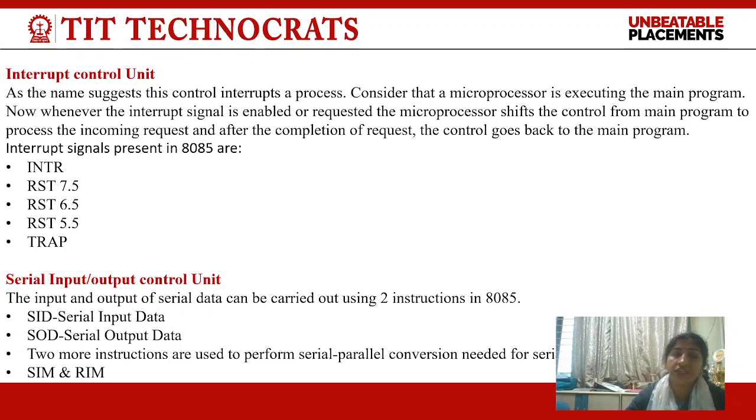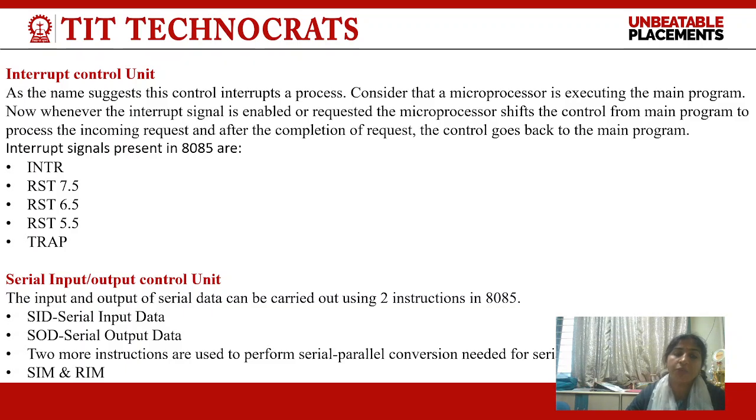Interrupt signals present in 8085 are INTR, the highest priority interrupt signal, that is interrupt request. Then RST 7.5 is the second highest priority, RST 6.5 the third highest priority. Then RST 5.5 is the second last priority, and TRAP is the least priority interrupt signal.